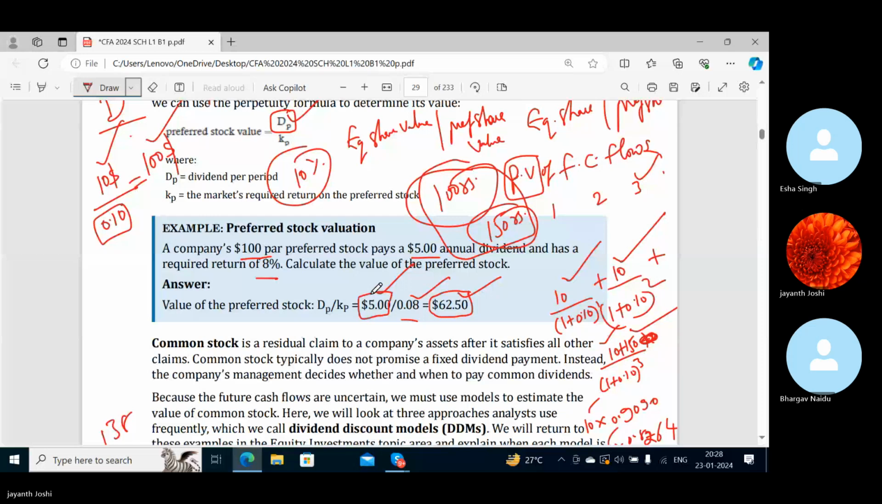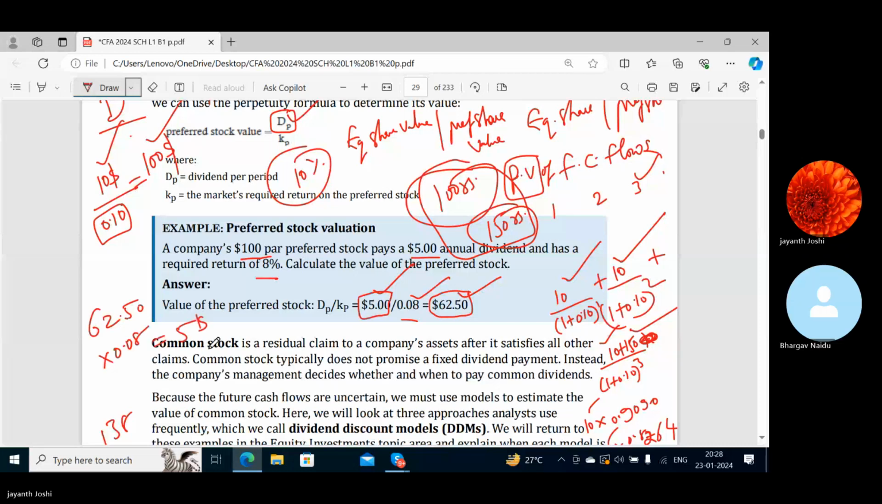62.50 into 0.08 is going to be $5. That means if I buy a stock of 62.50 today, which is giving me returns of 8%, I will get $5 at the end of the year as a dividend. As simple as that.